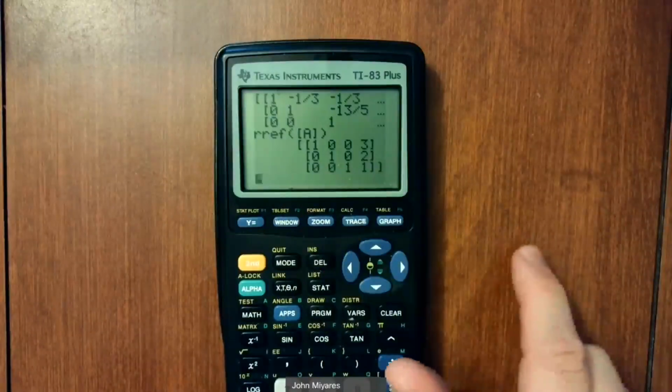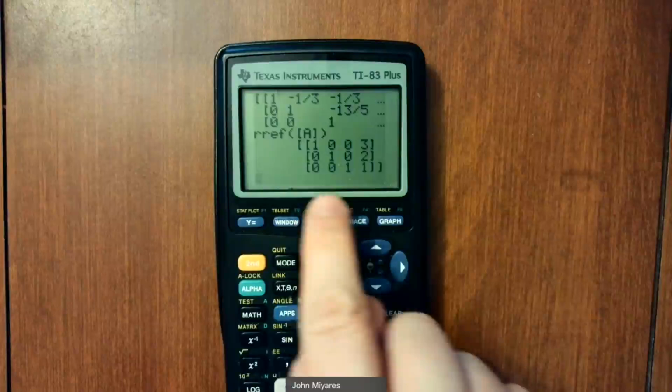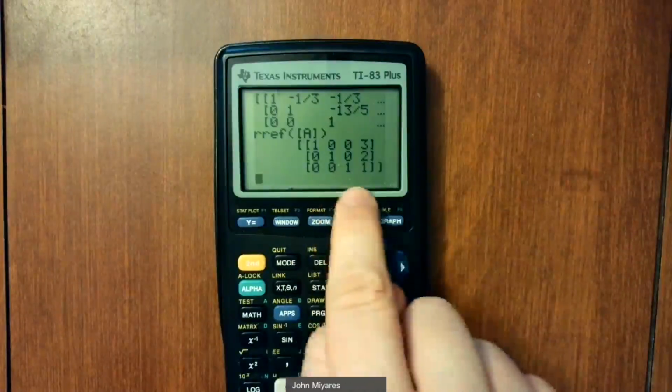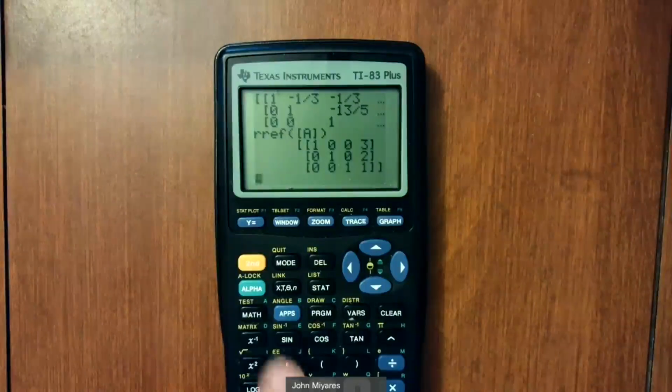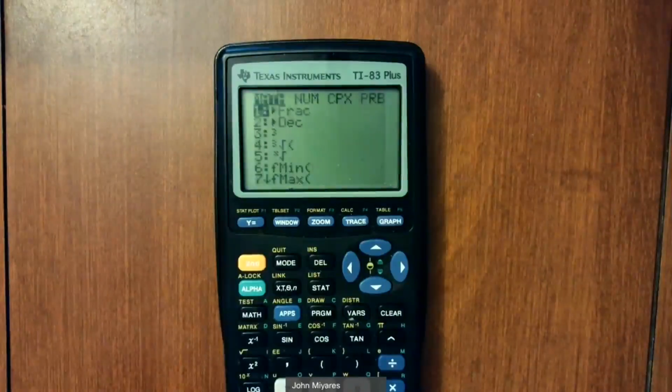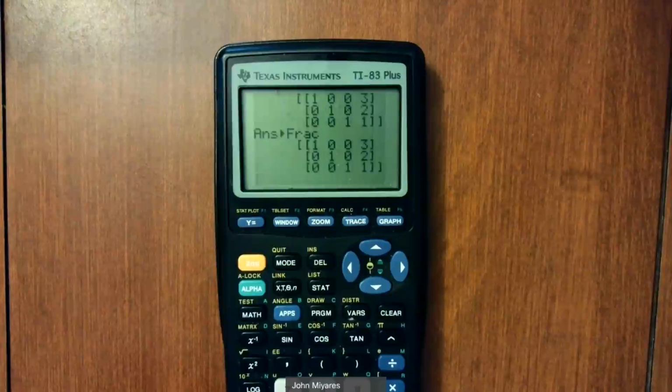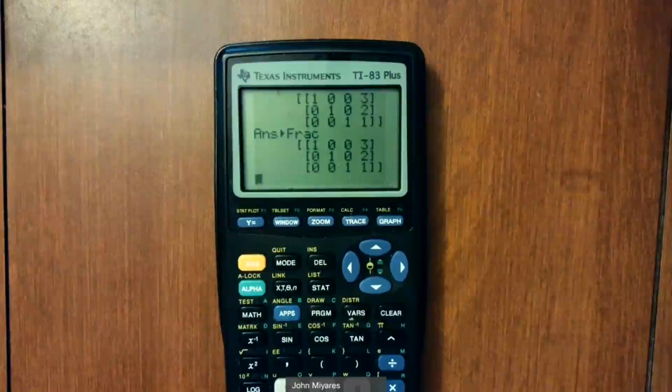0102 is going to be y equals 2. And 0011 becomes z equals 1. Now, sometimes you might also get fractions involved in this process, but then again, I could just hit math frac, and that will take whatever answers that I have in ugly decimal form and try to convert them into fractions.